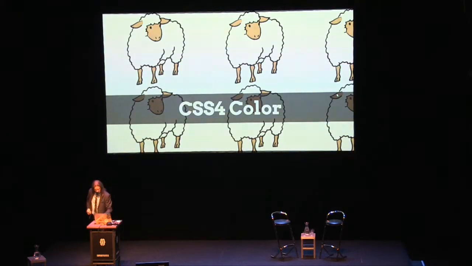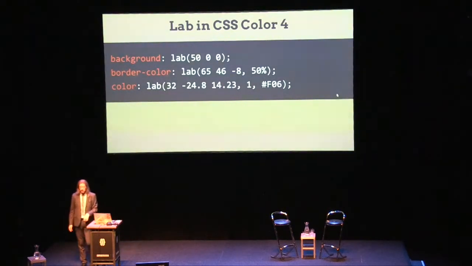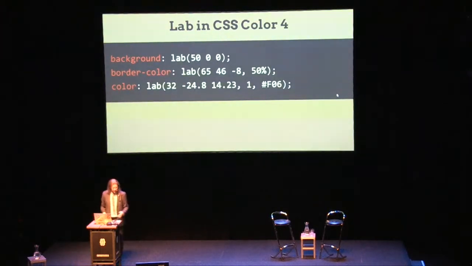Good. So, LAB in CSS Color 4. So here's some examples. The syntax is pretty much as you would expect. It's a functional notation, LAB, parens, 3 numbers. L, A, B. That's it. So if I have a device like this and I measure, I don't know, this tabletop, and it gives me a readout, I can just type that straight into my style sheet, and that's the color I want. Cool.